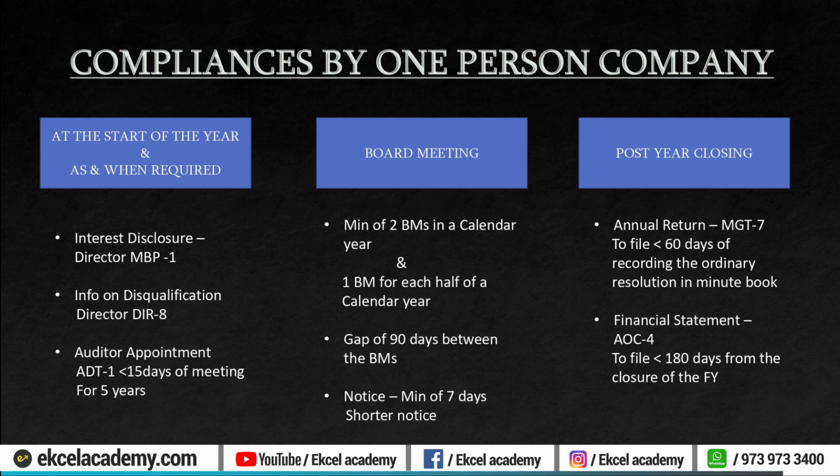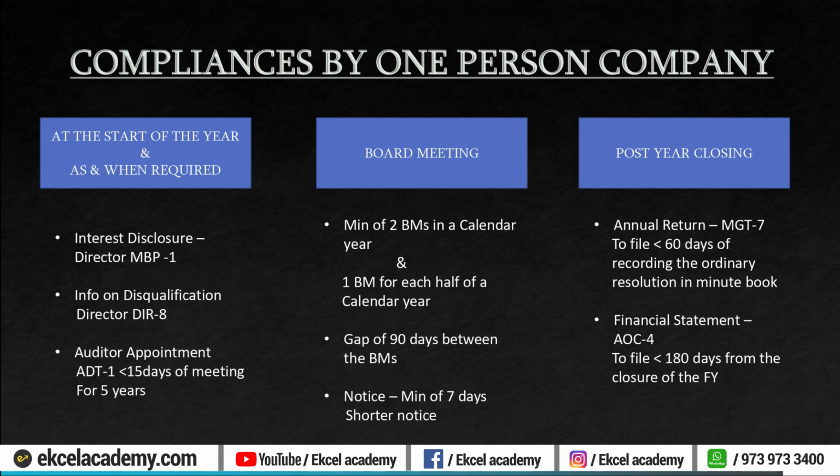What needs to be done is the compliances. A minimum of 2 board meetings has to be conducted by a one-person company in every calendar year, and out of that, 1 board meeting for each half of the calendar year has to be conducted. Which is to say that 2 board meetings in a year and 1 board meeting in each half of a calendar year have to be conducted. Then the gap of 90 days has to be there between these 2 board meetings.